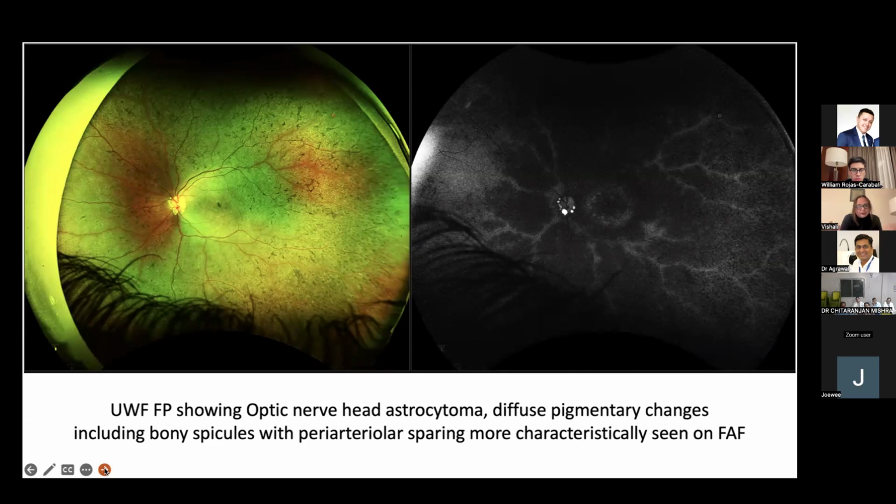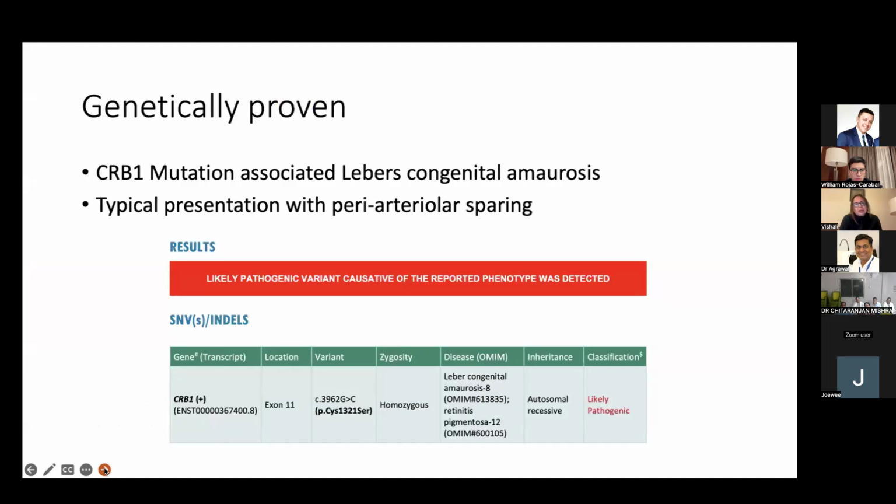Whenever I see so much symmetry, it always bothers me and gives me an indication that probably what I'm seeing is not uveitis. This one typically did not look like uveitis, but he was being treated as uveitis because of the presence of vitreous cells. It is actually CRB1 mutation associated with Leber's congenital amaurosis, and the typical presentation is periarteriolar sparing.